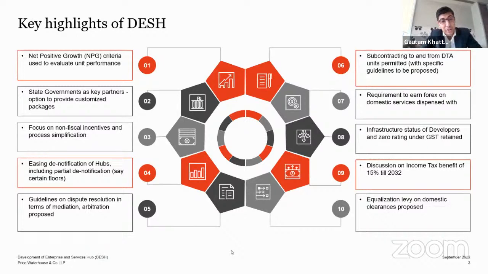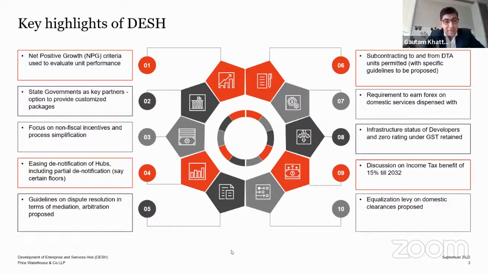Now, in addition to moving into industrial hubs, we also believe the rules which will likely come out will have easy denotification of development hubs, including partial denotification of certain floors. During the last 2 years, this has been an ask from a lot of developers. And we have also seen units move out of SEZ because of certain constraints of work from home, not being allowed to actually work from home for a point in time.